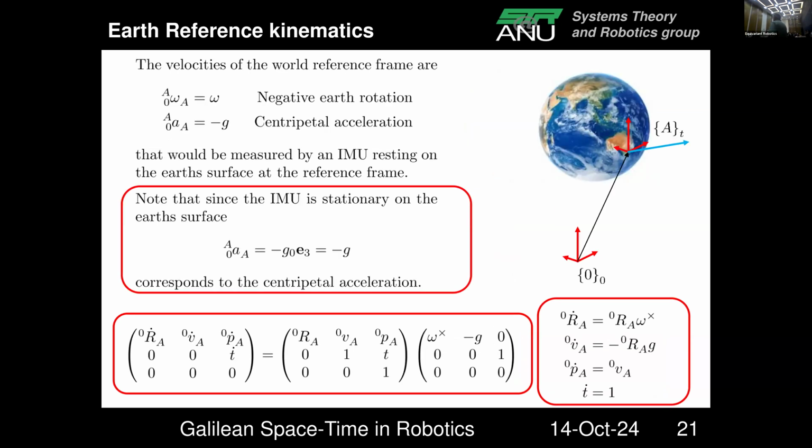Okay? Gravity comes when you look at the reference frame. So I can do the same thing for the reference frame, from the inertial frame to the reference frame, and I'm sitting here on Earth, and that's not negative Earth rotation, it's actually Earth rotation, it's a typo. But centripetal acceleration is -2. So this is the same thing that you would measure if you put an IMU on the ground at frame A. You'd measure the rotation of the Earth, and you'd measure the exogenous acceleration applied to the IMU to stop it falling into the Earth, applied on the surface of the Earth, of course. So again, I can just write down these equations at the bottom, and now I can see where the gravity is going to come in here, and where the Earth's rotation is coming.